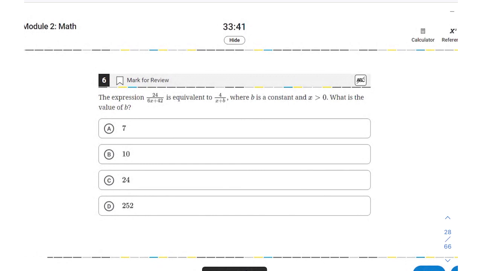The expression 24 over 6x plus 42 is equivalent to 4 over x plus b, where b is a constant and x is greater than 0. What is the value of b? So this is actually a pretty tough question for this point in this module, but what we should take away from this is anytime you have an opportunity to potentially simplify something, it's good to go ahead and try to do that. And here, if we look at 24 over 6x plus 42, everything does have a common factor.